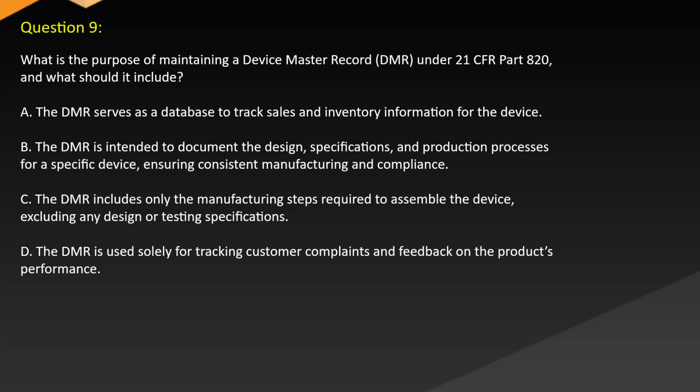Question 9. What is the purpose of maintaining a device master record (DMR) under 21 CFR Part 820 and what should it include? A. The DMR serves as a database to track sales and inventory information for the device. B. The DMR is intended to document the design, specifications, and production processes for a specific device, ensuring consistent manufacturing and compliance. C. The DMR includes only the manufacturing steps required to assemble the device, excluding any design or testing specifications. D. The DMR is used solely for tracking customer complaints and feedback on the product's performance.